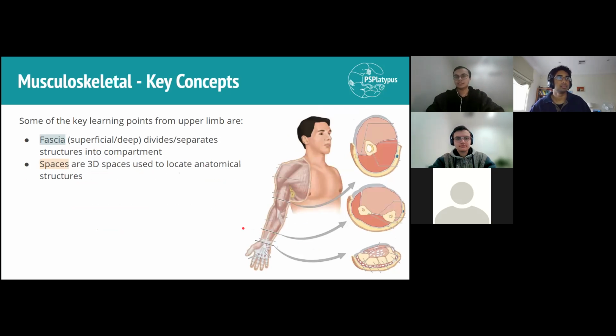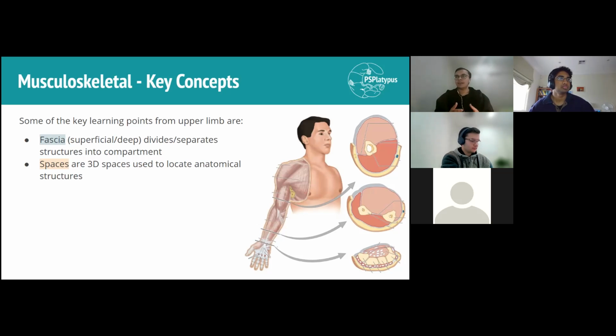The next thing which is very, very confusing with upper limb is all the fascia, the spaces. What I'll say is that you don't have to memorize every single fascial layer, but just keep in mind where they are inside the layers of the body, right? So the fascia is really connective tissue, which is both superficial and deep, and it divides and separates your upper limb and your lower limb as well, which we'll see later on.